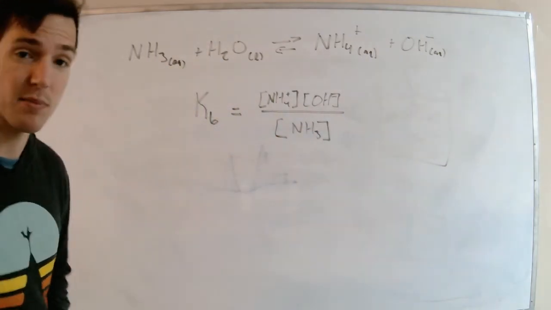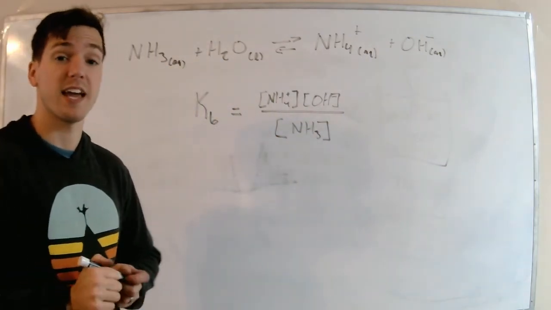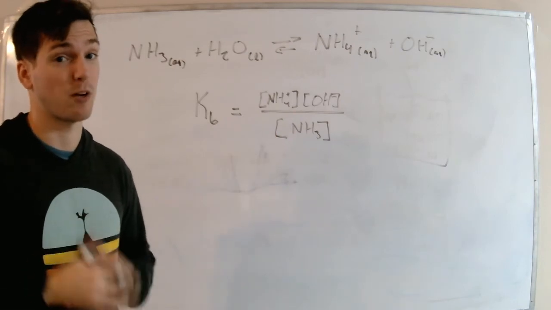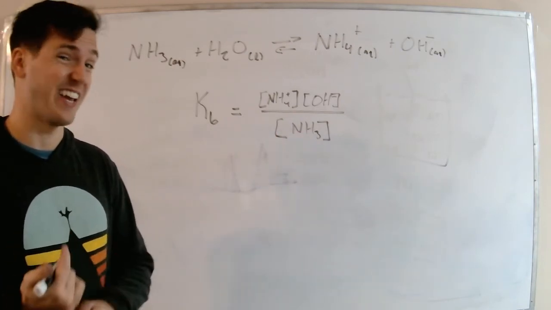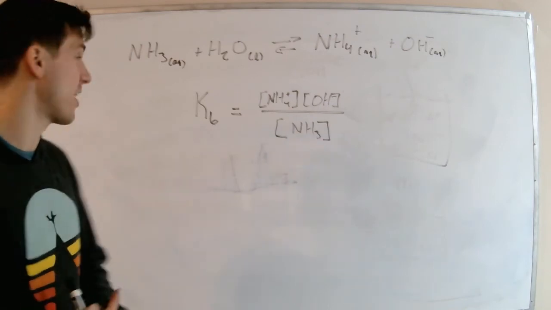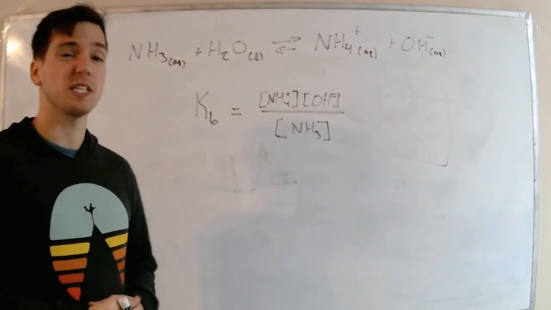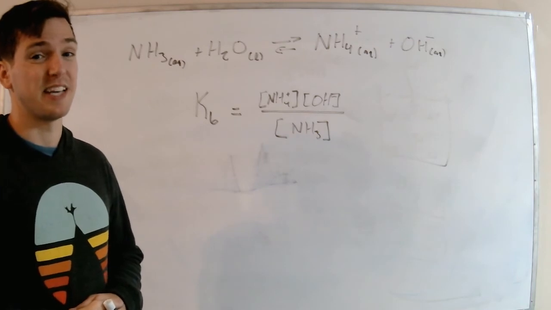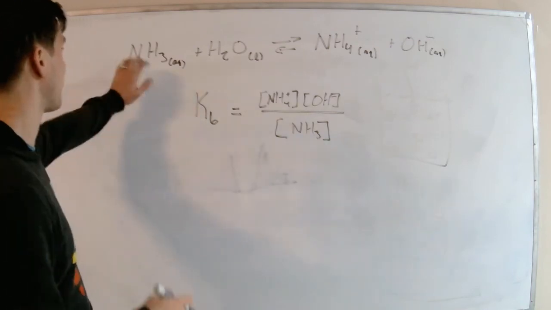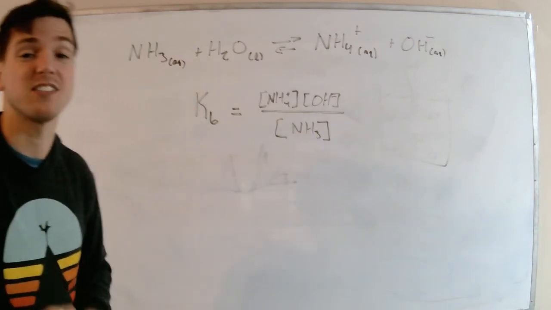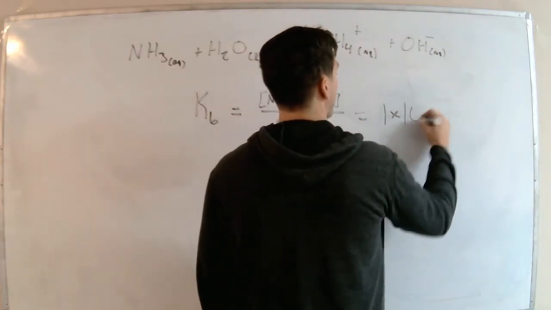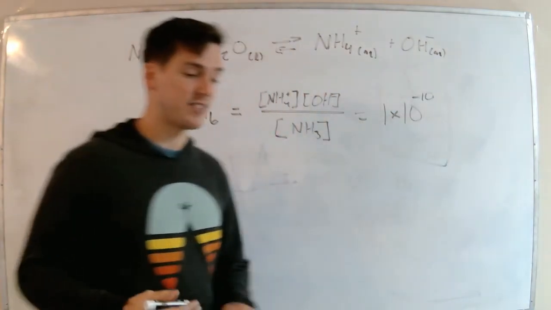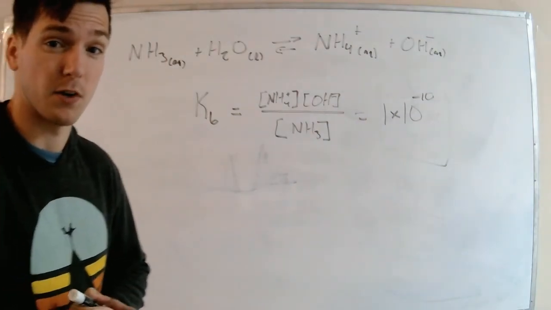Alright, and the same thing with Kb is with Ka. If it's a really large Kb, like 1 times 10 to the 10th, it dissociates a lot. It's a strong base like NaOH, KOH, or LiOH. If it's got a really, really small Kb, it's a weak base. This is NH3. It's not one of our strong bases. It's going to be a weak base. It'll probably have a Kb of 1 times 10 to the negative 10th or something similar like that.